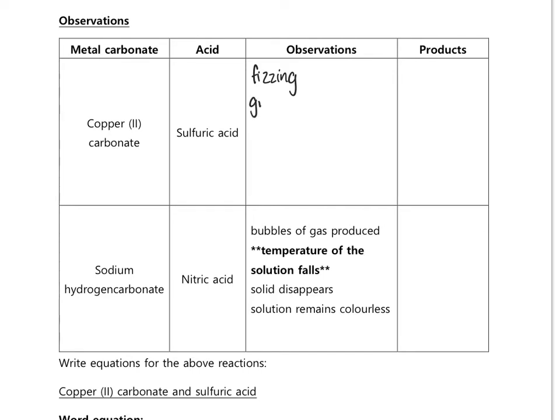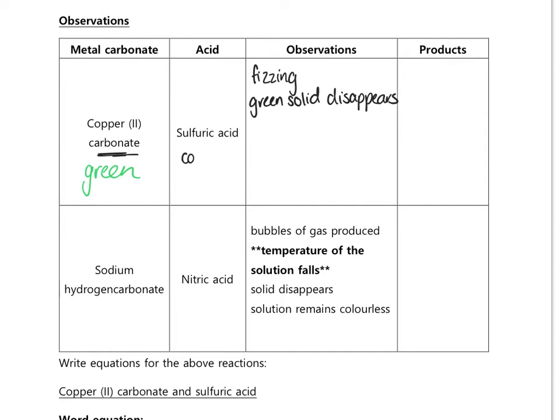We saw that our green solid of copper carbonate disappears, and even without seeing this in an exam you could work that out, because you should know that copper carbonate is green. And as it reacts, it will be used up, and therefore we describe it as disappearing.